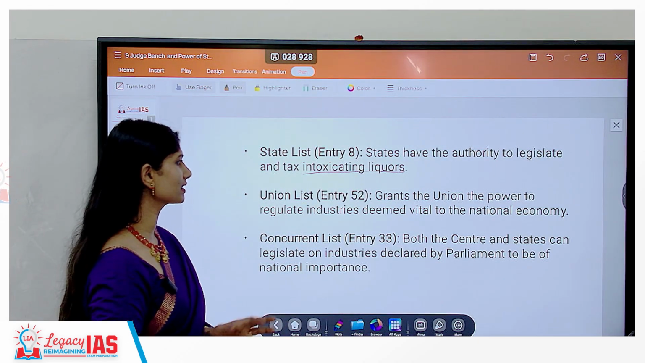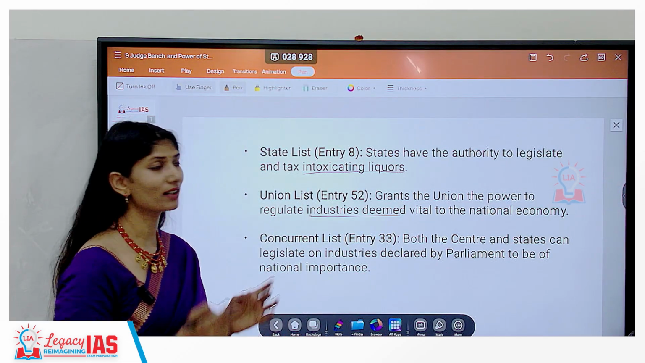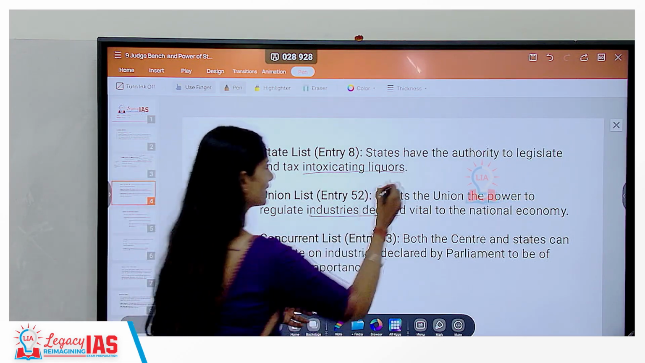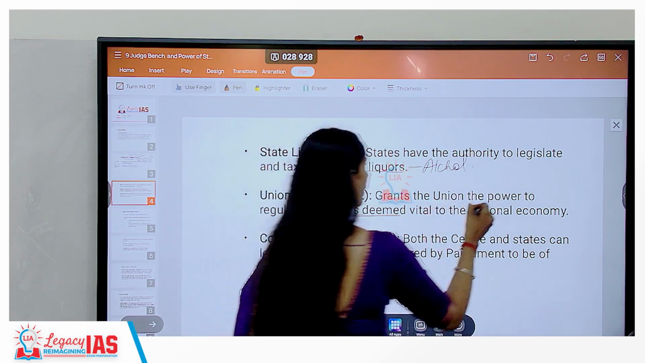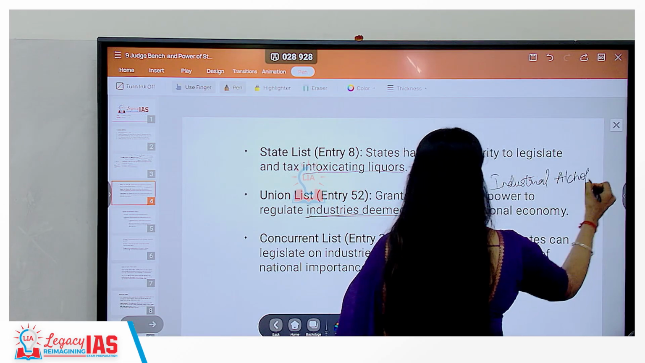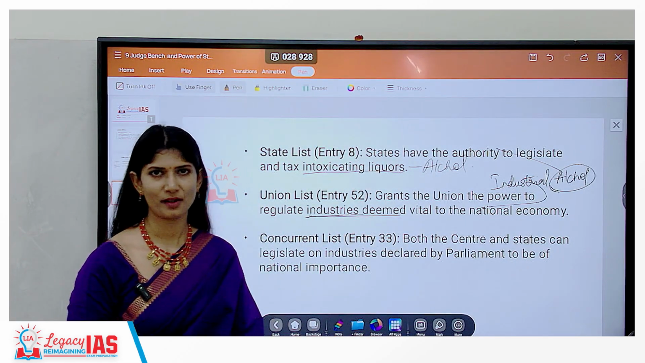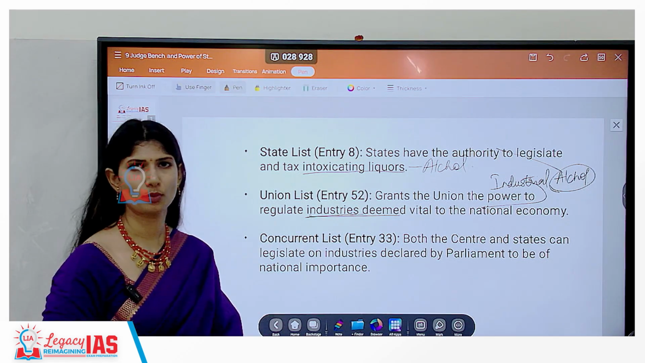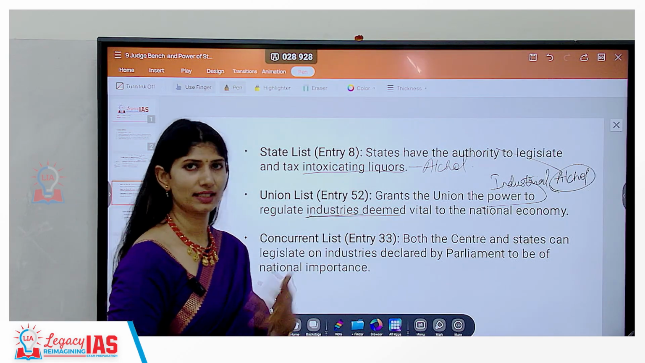In the union list, it grants the union the power to regulate industries deemed vital to the national economy. Under this front, industrial alcohol goes to the center. So here it's about alcohol and here it is about industries. Now we have a topic which is about industrial alcohol. From the alcohol front, the state is claiming; from the industrial front, the center is claiming. In the concurrent list, both center and states can legislate on industries declared by Parliament to be of national importance. So from this front, the state is claiming we have to be given the power to tax this.